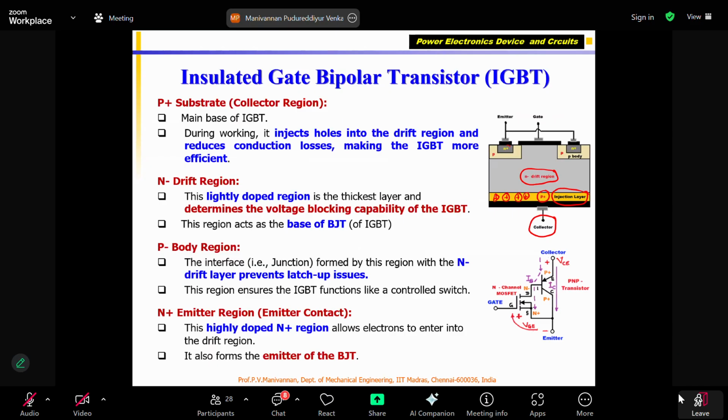So P plus is a highly doped P layer, which is called an injection layer. Okay, we will see what the purpose of that is. Then the next layer, immediately, this is the bottommost, layer 1. Layer 2 is N minus, which is called a drift layer.